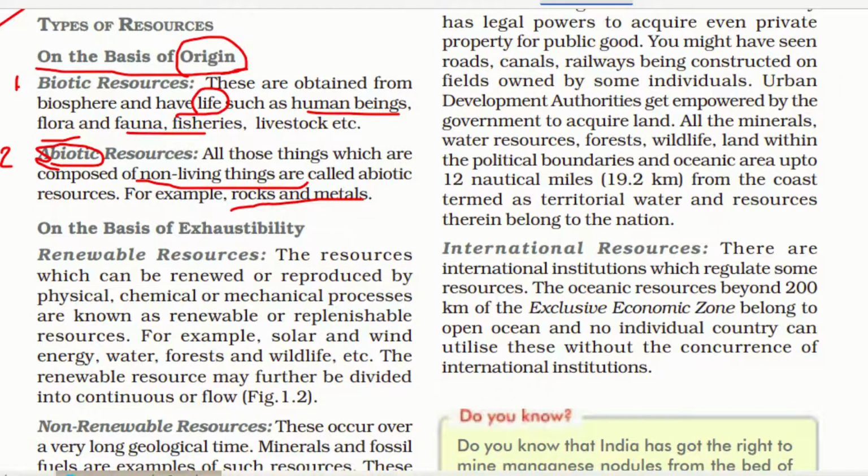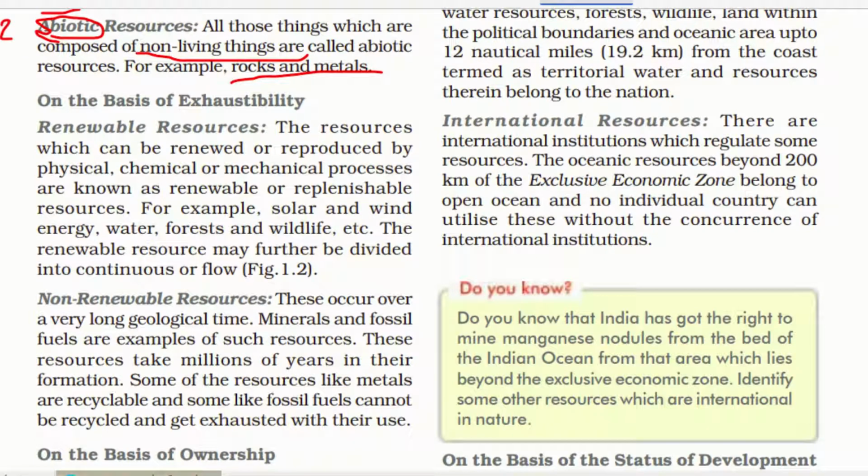Then the second criterion for classifying is exhaustibility. Exhaustibility means how much time it takes to regenerate. Okay, first, renewable: these are resources which can be renewed or reproduced by physical, chemical or mechanical processes, known as renewable or replenishable resources. Okay, till here you have to mark. That is the definition for renewable resources. Examples of renewable: solar energy, wind energy, water, forests, all these are renewable resources, isn't it? Suppose we are using solar energy, sunlight today, tomorrow also it will come. It will not stop.